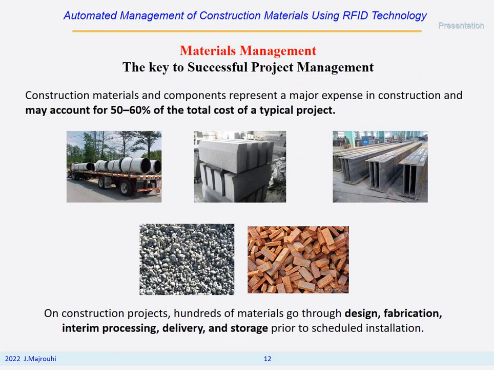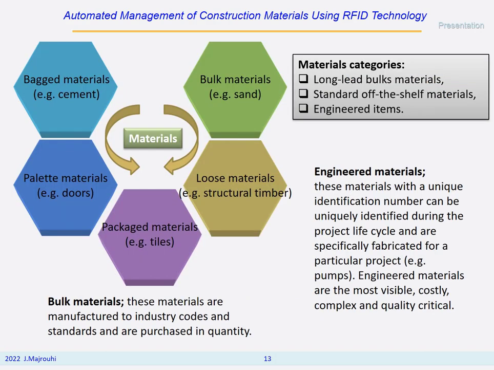To have a successful project management, we need to have effective management of materials. Materials may account for 50 to 60% of the total cost of a typical project. On construction projects, hundreds of materials go through design, fabrication, interim processing, delivery, and storage prior to scheduled installation. We can divide materials into three different categories: long lead bulk materials, standard off-the-shelf materials, and engineered items.